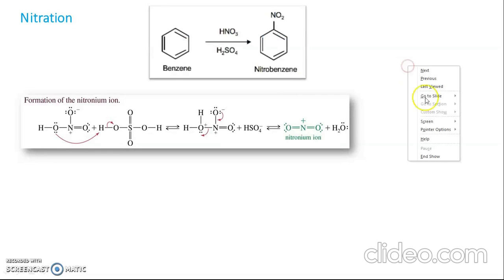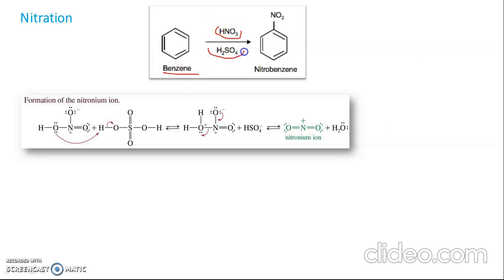So nitration, we will see the mechanism. This is a benzene ring. We are using a mixture of nitric acid and sulfuric acid, and this is our product, nitrobenzene. So what is the first step? The first step is the formation of the nitronium ion. This is the nitronium ion, NO2+, which is our actual electrophile in this reaction, that is nitration.